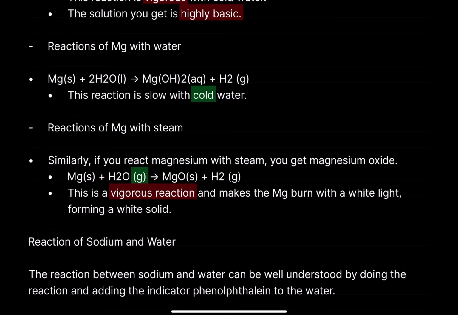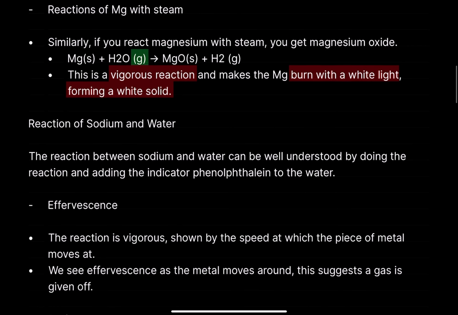Another mark if they ask for state symbols, and then another mark for your explanation of what type of reaction it is. They may ask you to explain or describe. They're describing the reaction, saying that it's a vigorous reaction. It burns with a white light and it forms a white solid. And these are things that you'd expect from the reaction. So that's why I'm emphasizing those specific points there.